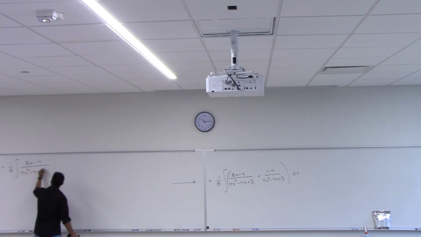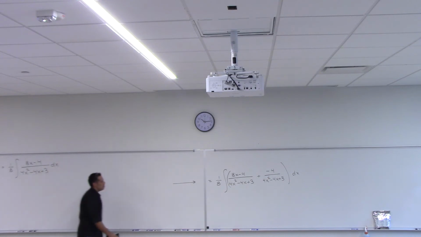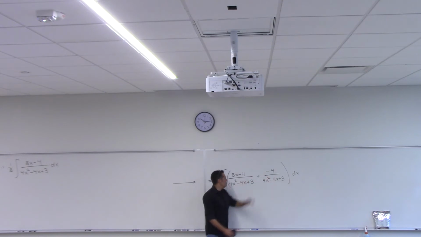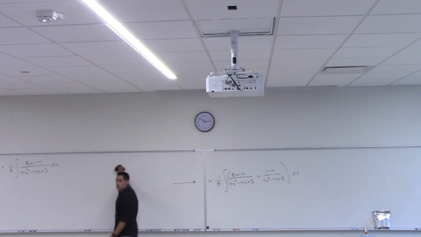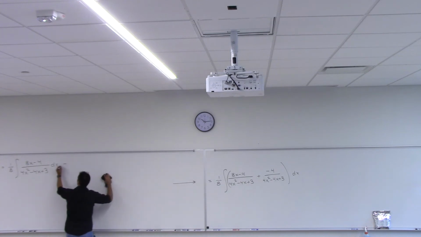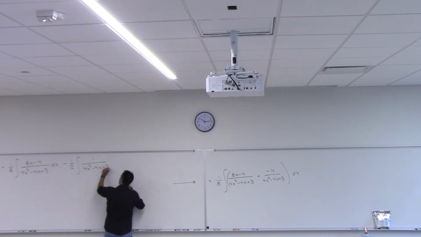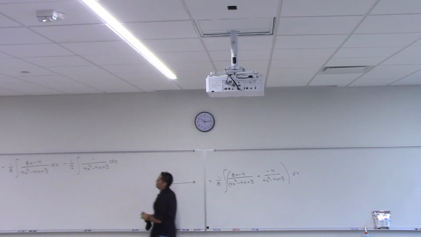Okay, this dx. What about this 1/8? That 1/8 is going to have to apply to both of these, right? So when I take that 1/8 to this one, I'm actually going to pull that -4 out. Is that all right with everyone? So this should actually be minus what? A half. Integral, and then 1 over 4x squared minus 4x plus 3 dx.